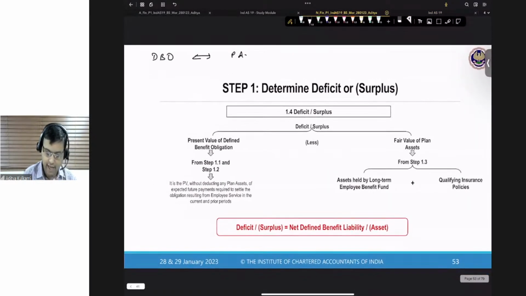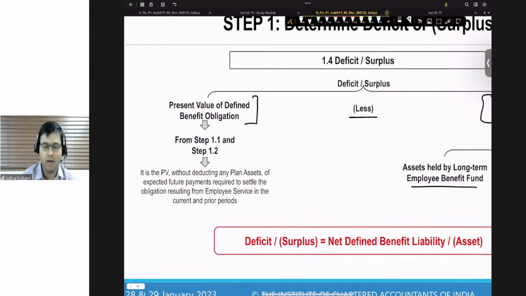So you will have a deficit or surplus, which is basically the present value of defined benefit obligation minus the fair value of plan assets. Plan assets could be in the form of a benefit fund, or it could also be qualifying insurance policies. And what is the present value of defined obligations? It is the present value, without deducting plan assets, of expected future payments to settle the obligation from employee service in the current and prior periods.